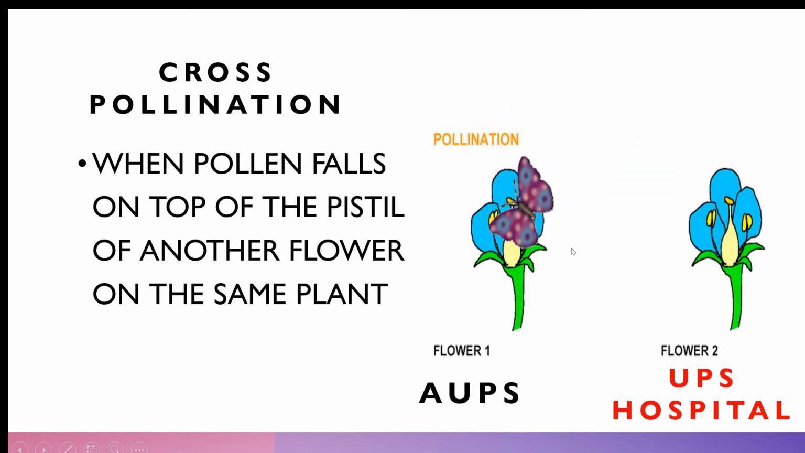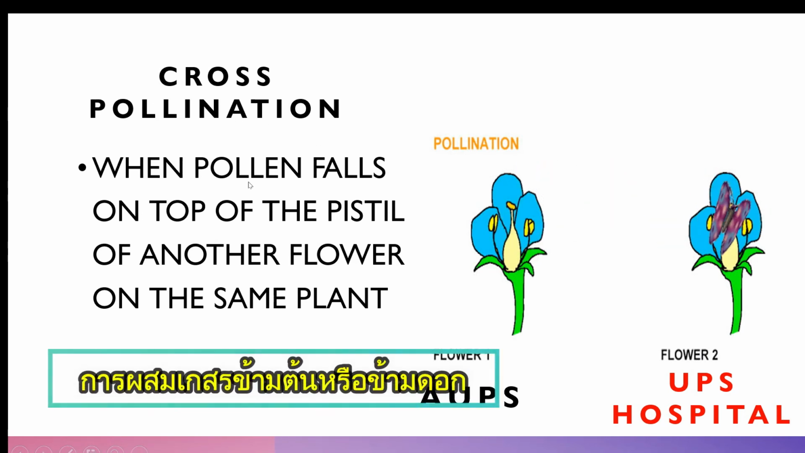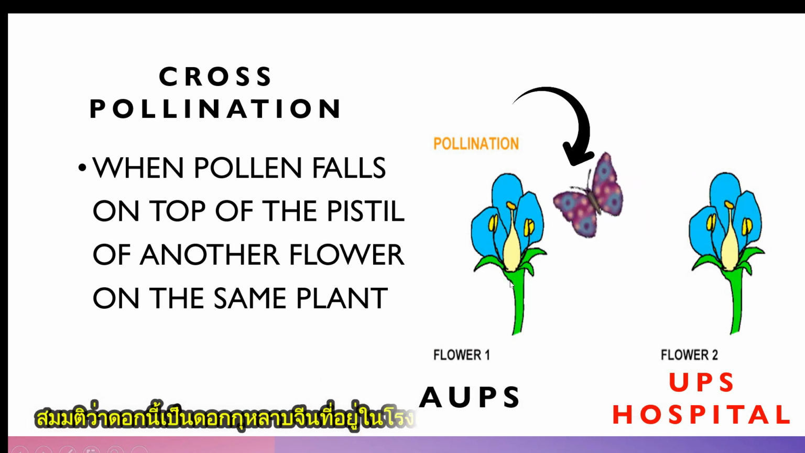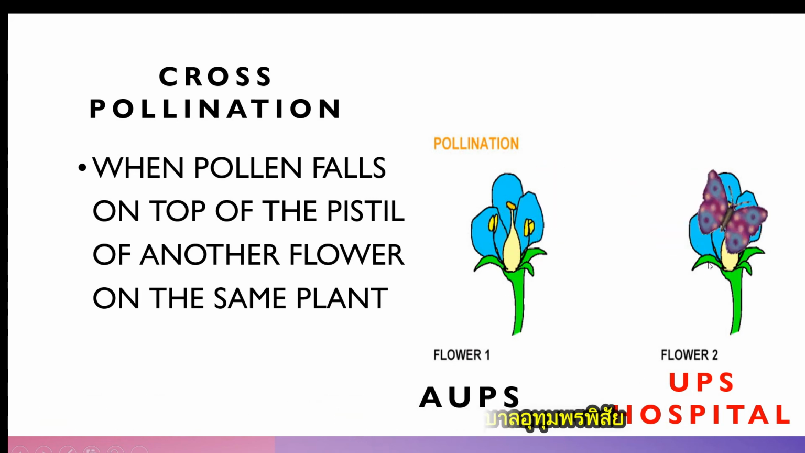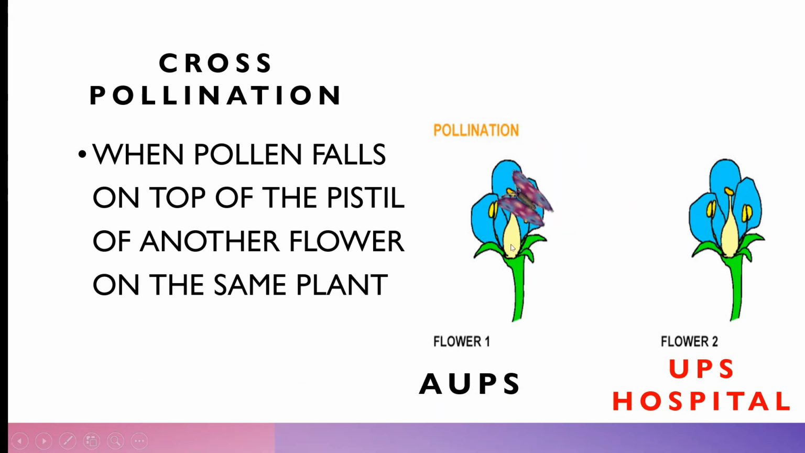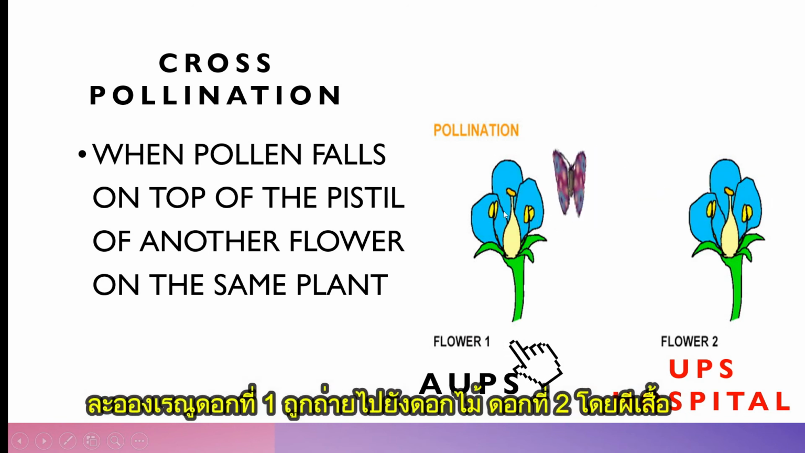Okay, next one here is cross pollination. This is when pollen falls on top of the pistils of another flower on the same plant. For example, this is a Chinese rose. Example, a Chinese rose from Anuban Otompon Pisay in our school, and also there is a Chinese rose in Otompon Pisay Hospital.